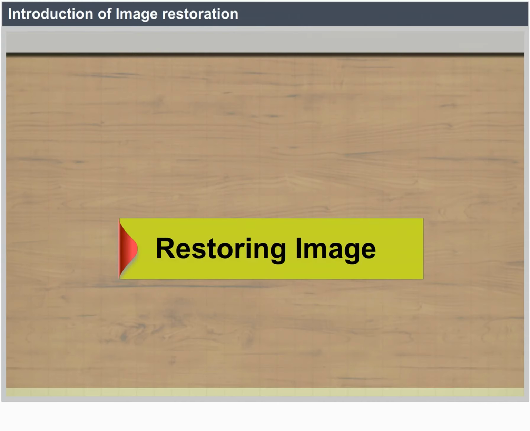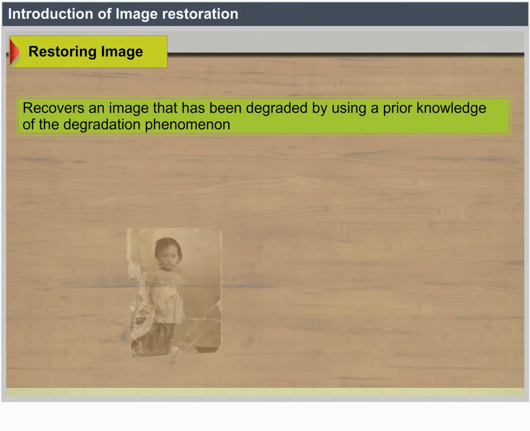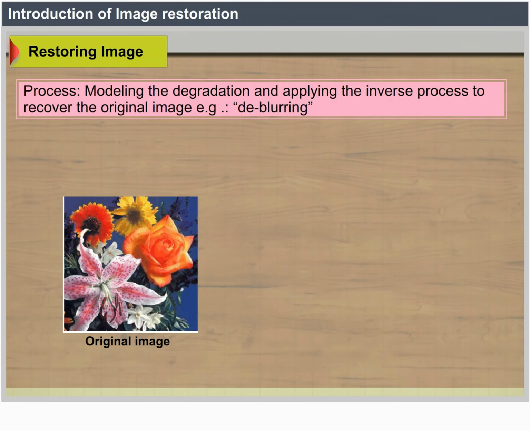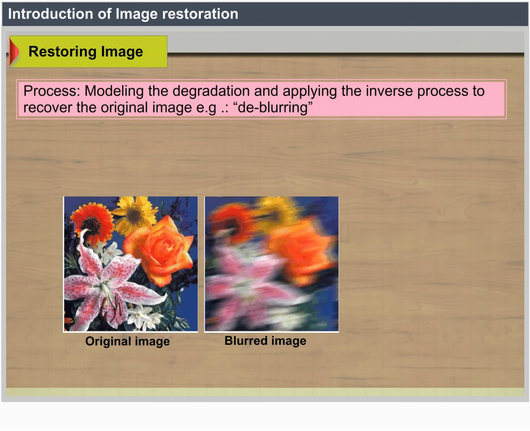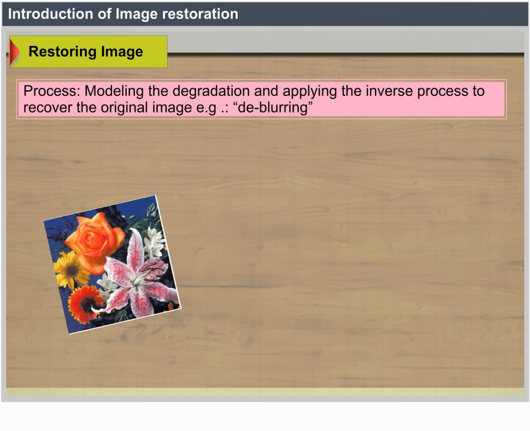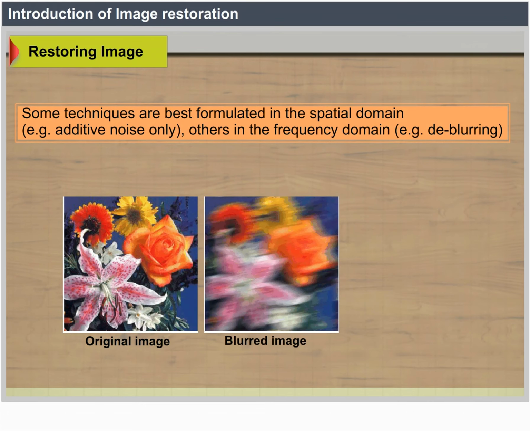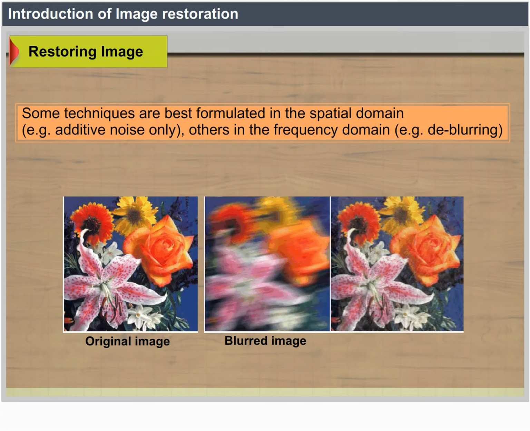Image restoration. Objective: recover an image that has been degraded by using prior knowledge of the degradation phenomenon. Process: modeling the degradation and applying the inverse process to recover the original image, that is, deblurring. Some techniques are best formulated in the spatial domain, that is, additive noise only, others in the frequency domain, that is, deblurring.